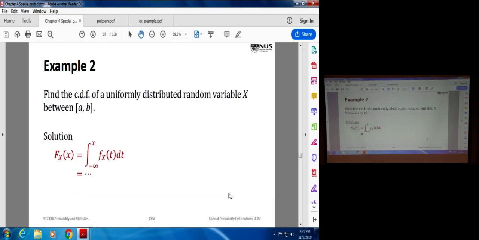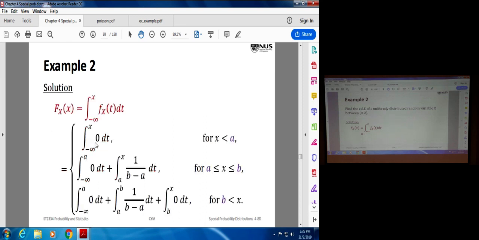Example 2. Let's find the CDF. Remember the cumulative distribution function, here of a uniformly distributed random variable x between a and b. By definition, the CDF of a random variable x is equal to the integral between minus infinity and little x of the density function, integrated with respect to t. Remember, this t and this x must differ. You can't integrate with respect to x and have x in the limit. So how do we compute the CDF? Remember the CDF. Now, what do we have to do?